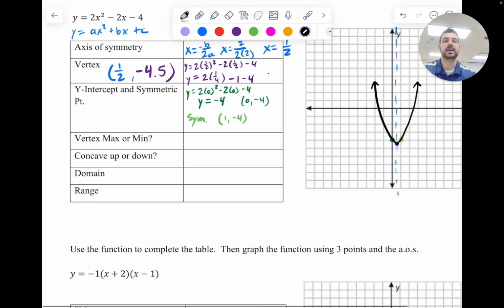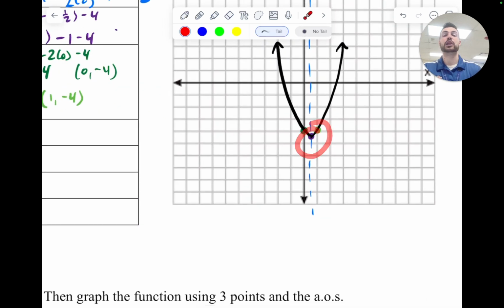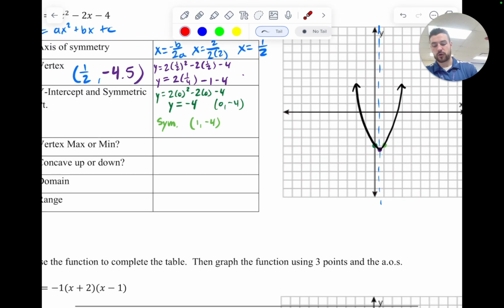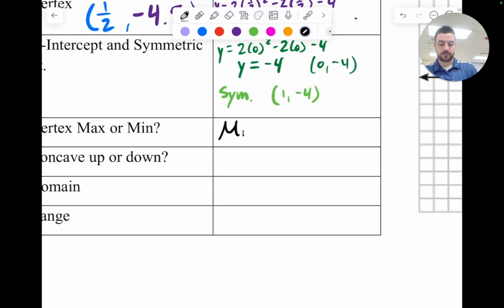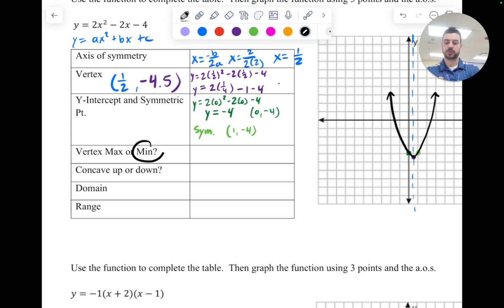Is my vertex a maximum or a minimum? Well, if we look at the graph here, we can see that our vertex is all the way down at the bottom. It is a lowest point, so therefore it is a minimum. Let's do this instead. It is a minimum. And then that minimum value, looks like my pen is no longer working here.